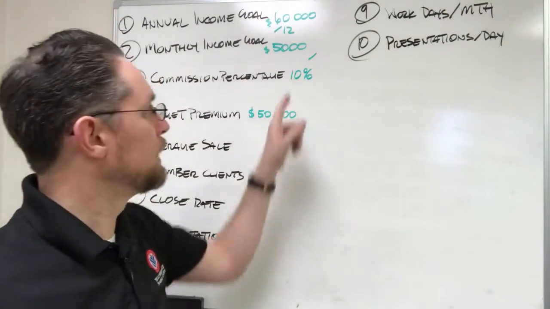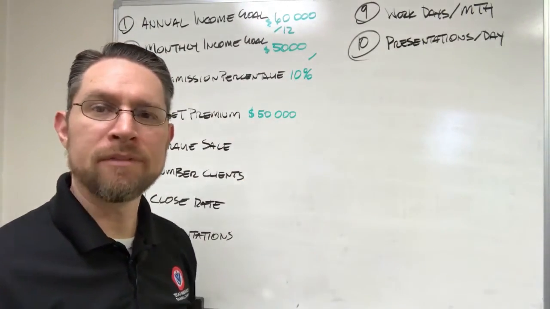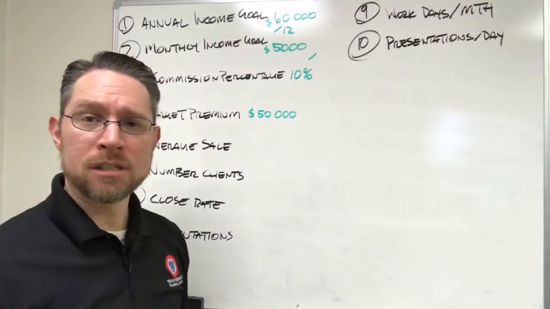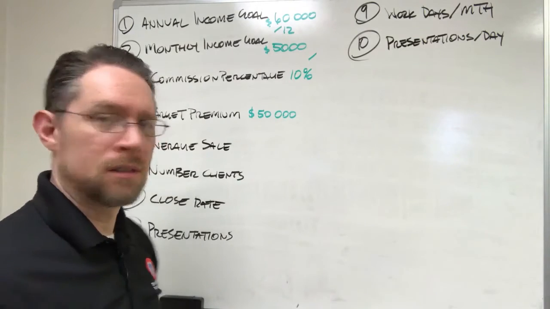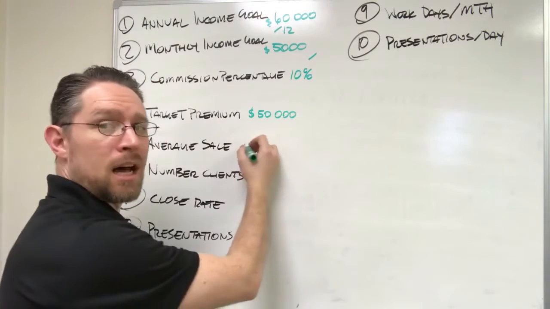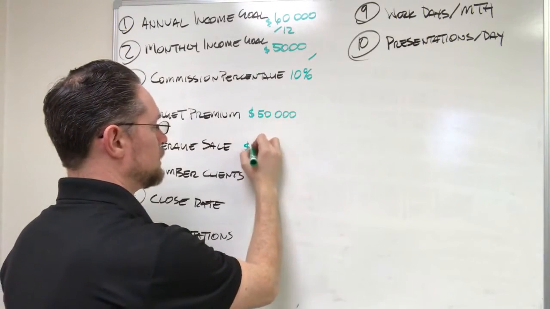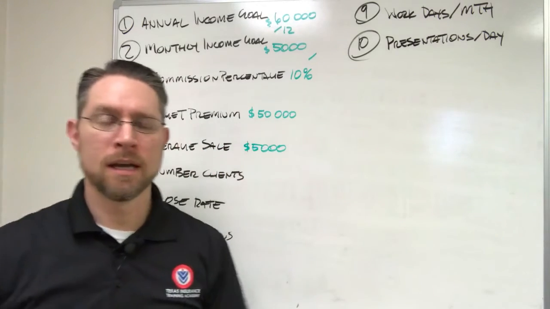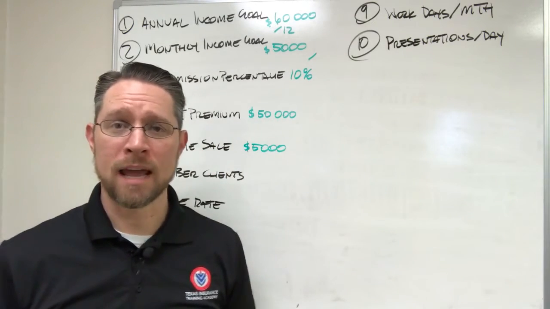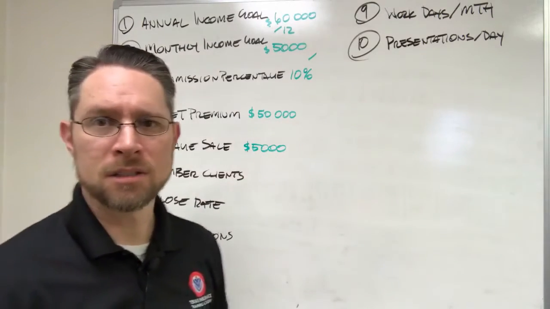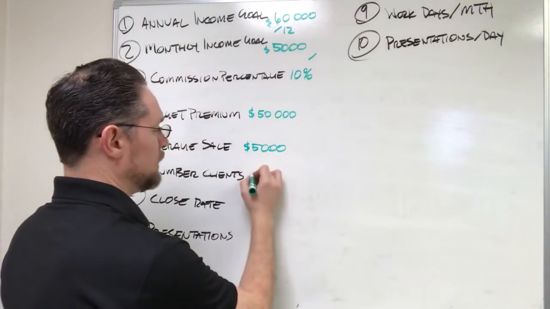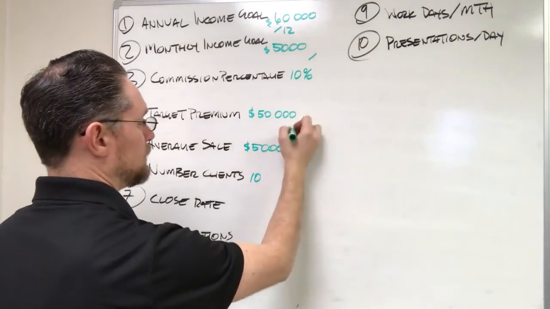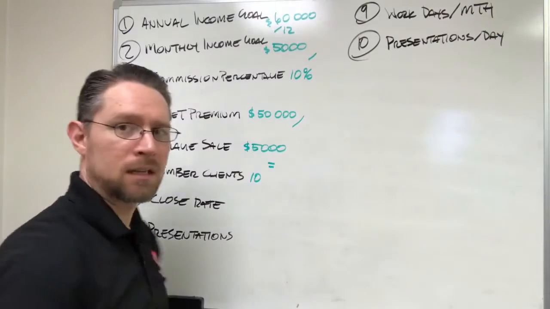$5,000 per month at 10% is an average monthly premium of $50,000. If your average sale is $5,000, and I'm using a short-term medical plan like United Healthcare or National General, then the average premium per person on an annual basis is $5,000. That means each month you will need 10 clients. So your $50,000 premium divided by $5,000 equals 10 clients per month.